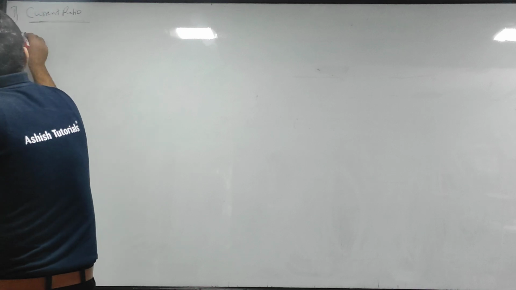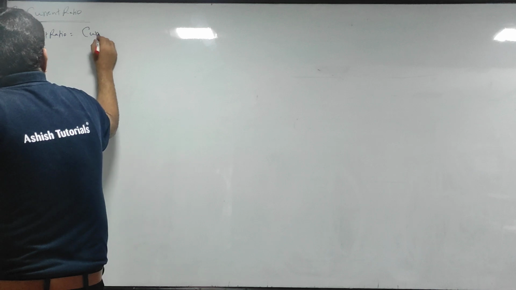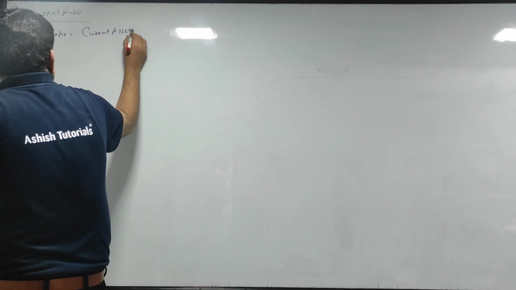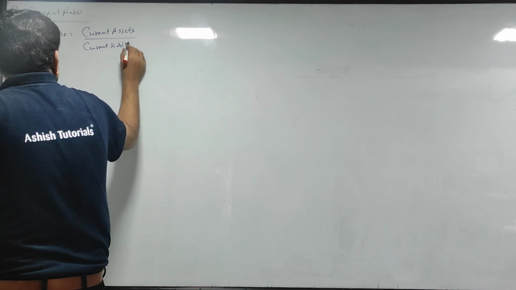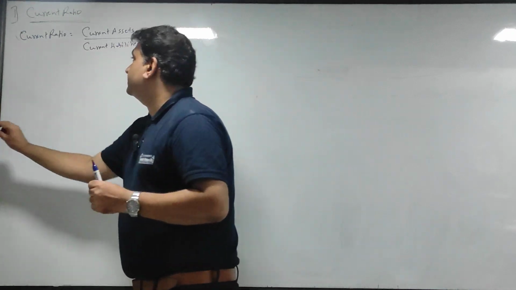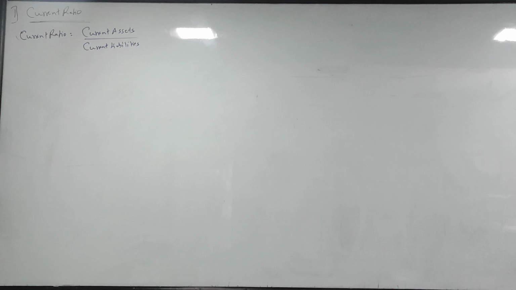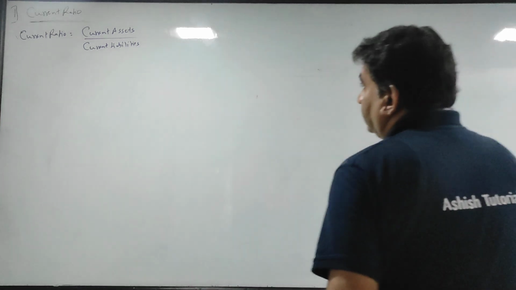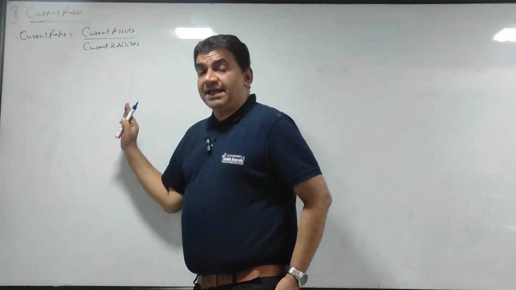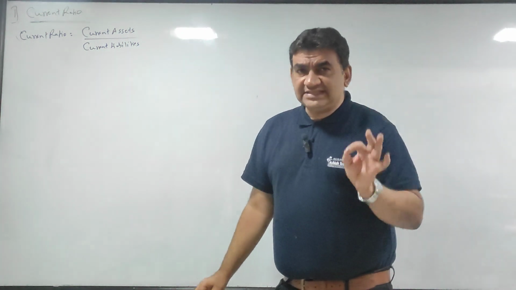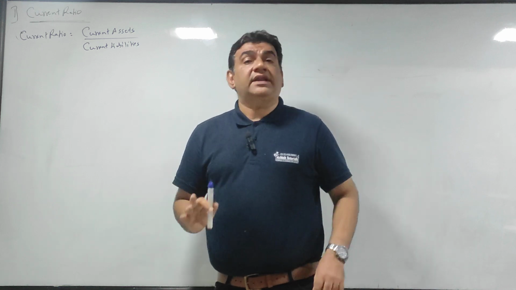My current ratio is nothing but the proportion of current assets to current liabilities. Current ratio is the ratio which shows the proportion of current assets to current liabilities. That means current ratio is current assets upon current liability. Whatever your current assets are, divided by the current liabilities, that gives you your current ratio.